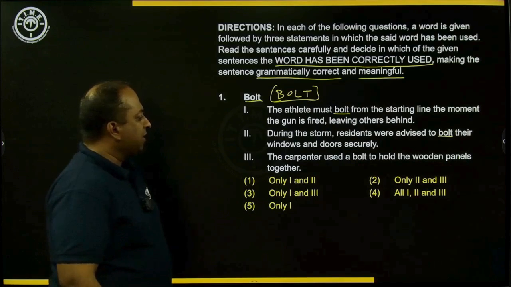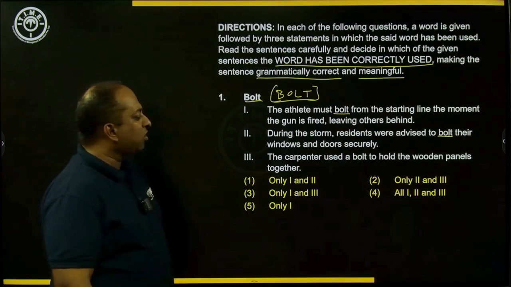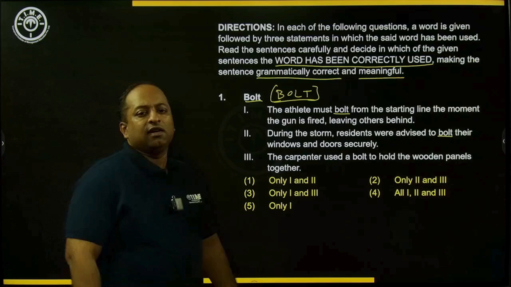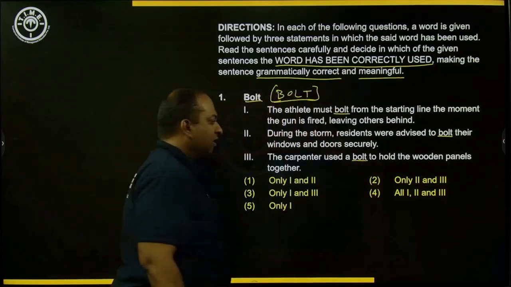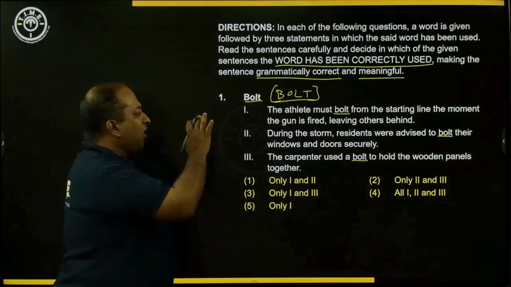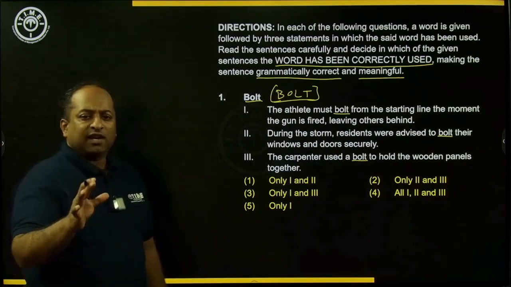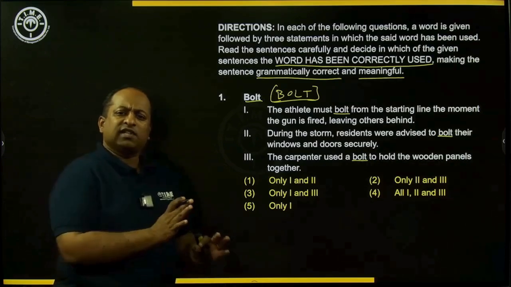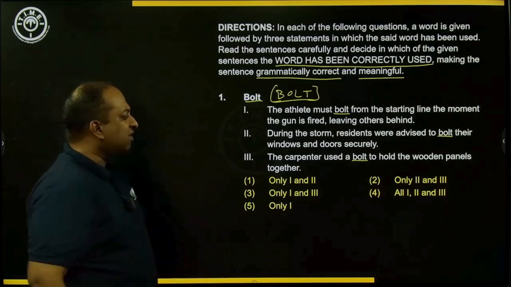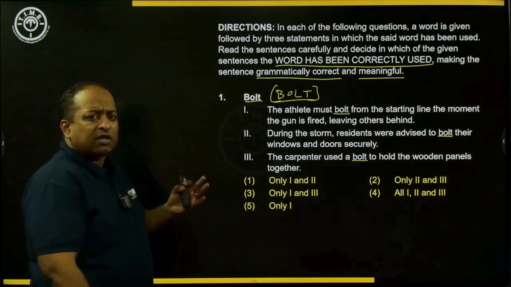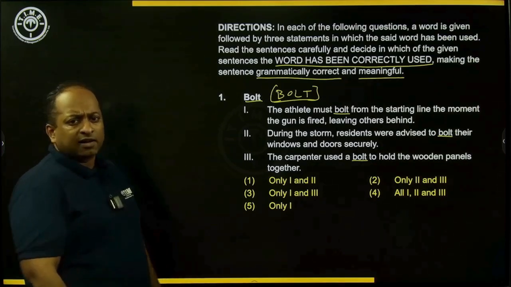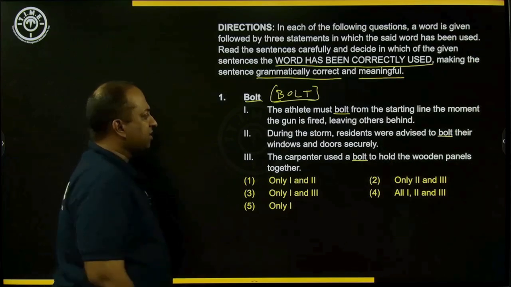The third statement, the carpenter used a bolt to hold the wooden panels together. So you have another statement with the word bolt. All 3 statements are using the same word, with no variation, the same word bolt used in different ways, and we have to see whether any of these statements is right or wrong and why it is right and why it's wrong. So let's look at the first statement.